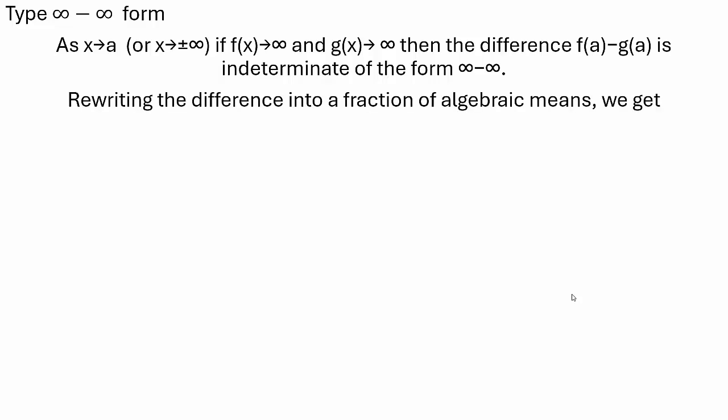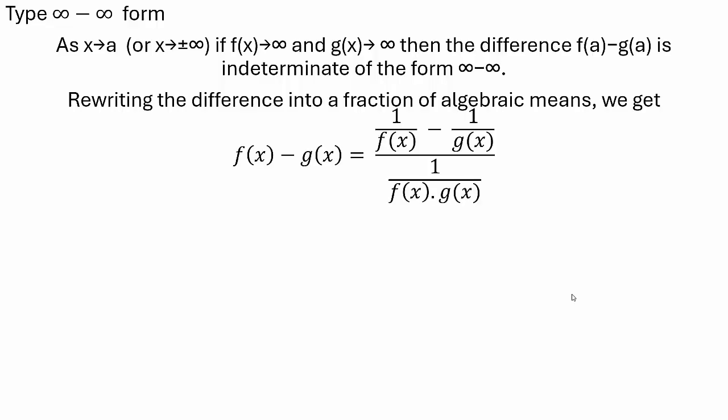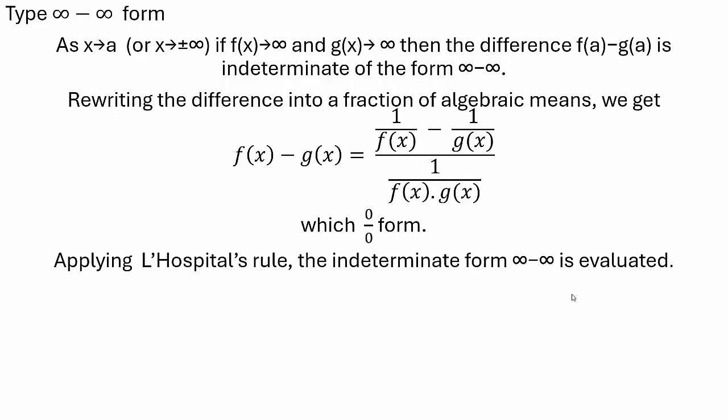In such cases, we shall write the difference as a fraction by algebraic means. That is, f(x) minus g(x) can be written as 1 upon g(x) minus 1 upon f(x) divided by 1 upon f(x) into g(x), which is 0 by 0 form. And then we can apply L'Hospital rule.